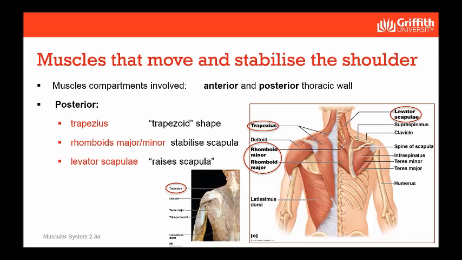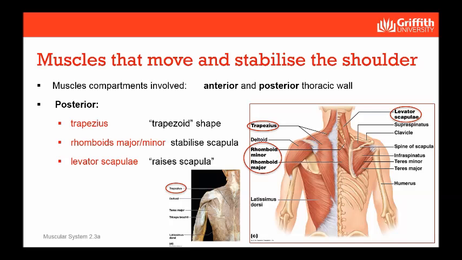Middle fibers of the trapezius adduct and stabilize the scapula, while superior fibers elevate the scapula and cause shrugging of the shoulders. Inferior fibers depress the scapula and shoulder.